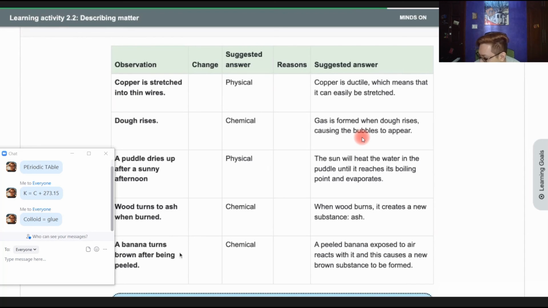Banana turns brown after being peeled. Chemical. A banana exposed to air reacts with it, and this causes a new brown substance to be formed.